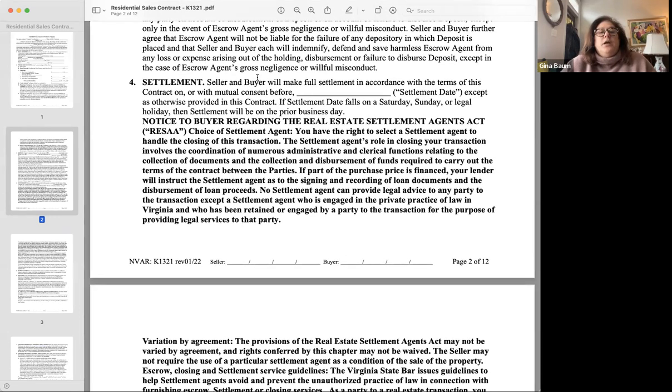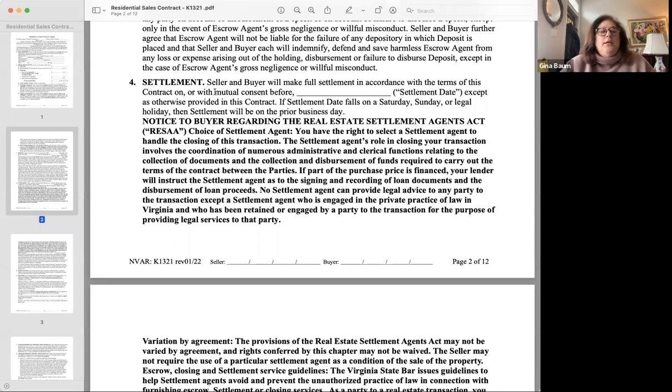So if the escrow agent steals the money, that's not the fault of the buyer or the seller. That's a different matter entirely.